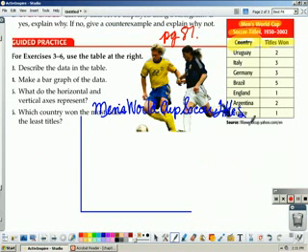Now, we have two sets of data. We have countries and we have titles won. Where do you think these countries are going to go? Where on our graph do you think we're going to label the countries? Jacob? At the bottom, which axis is this? The x-axis. Very good. So we label this countries.